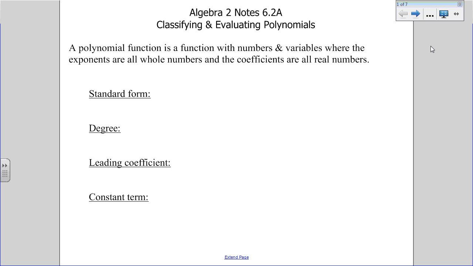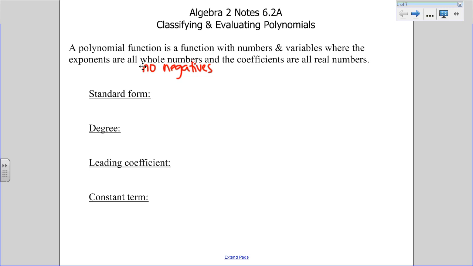All right, ladies and gentlemen, a polynomial is a function with numbers and variables where the exponents are all whole numbers. And what that means is no negatives. That's what whole numbers are. Your whole numbers are 0 to infinity with no fractions in there. So by claiming whole numbers, we can't have any negatives. And we'll take a look at why they put that definition in there. And the coefficients are real numbers.